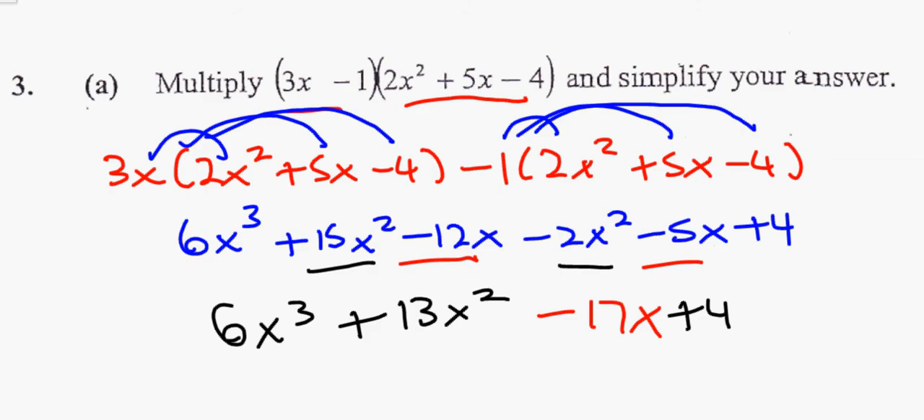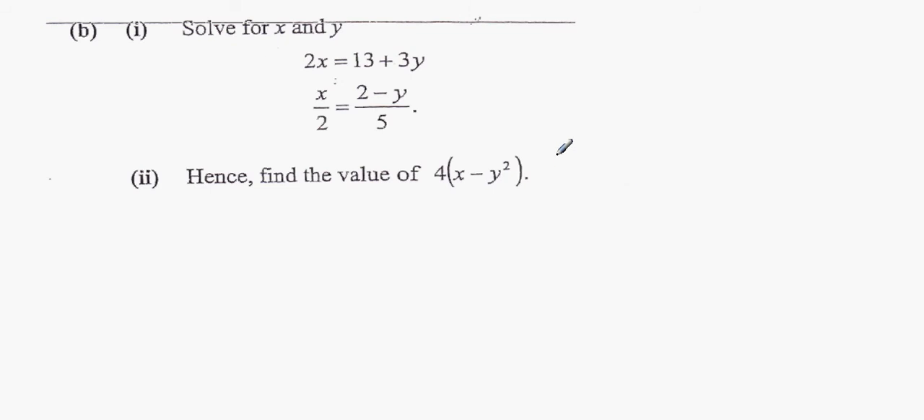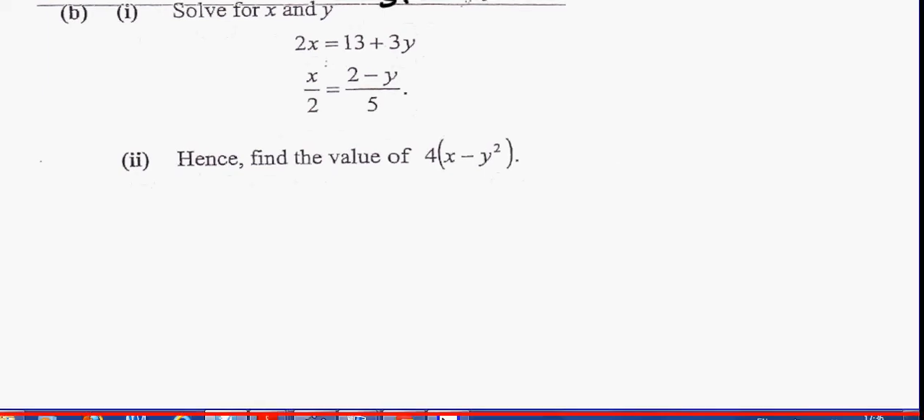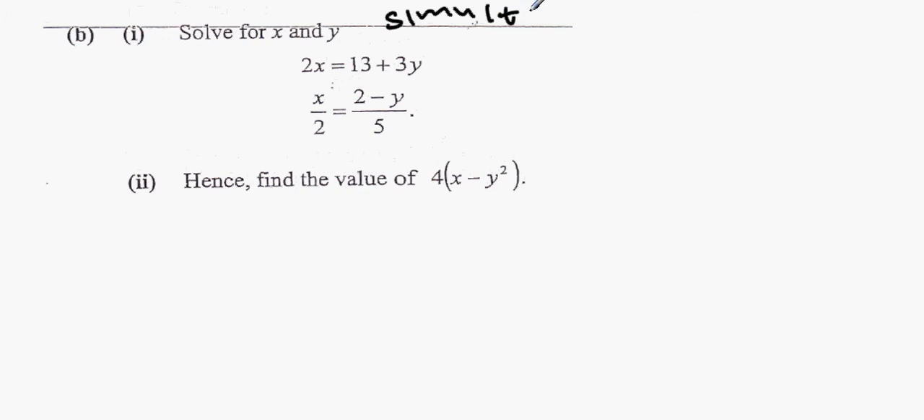Next question, solve for x and y. Now, this is a simultaneous equation. Simultaneous equations usually have two letters, x and y. So what we've got to do first and foremost is get rid of the fractions. To get rid of fractions, we can cross multiply. Blue line and red line.